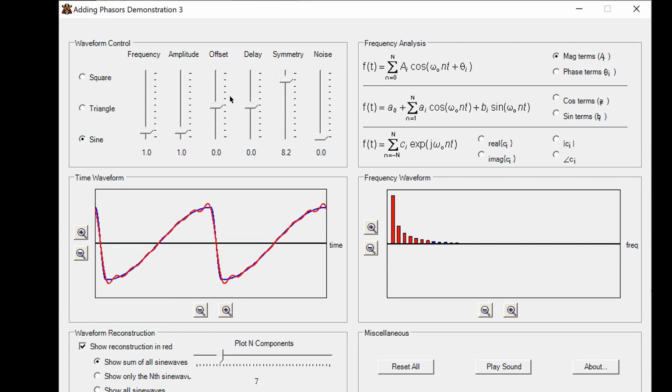Just to gather a little bit more intuition behind this, Charles, if we delay this underlying waveform, if we delay our blue waveform left and right, how will that affect the sum of the Fourier components?